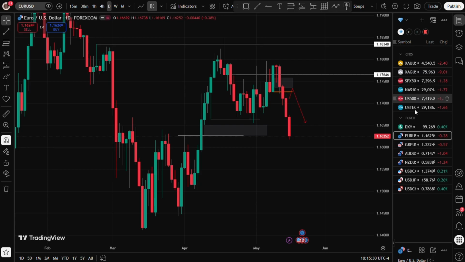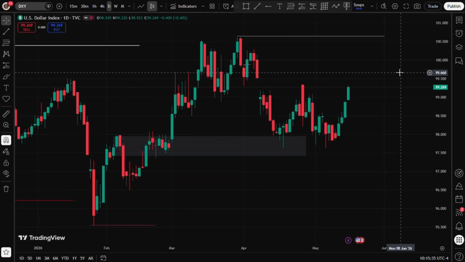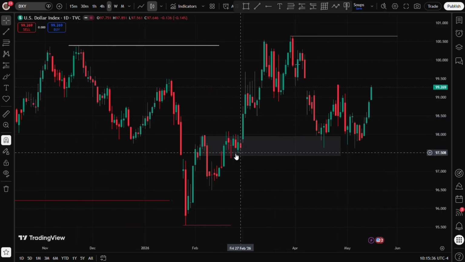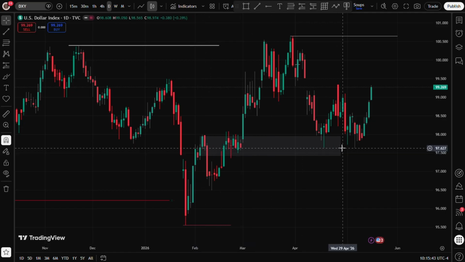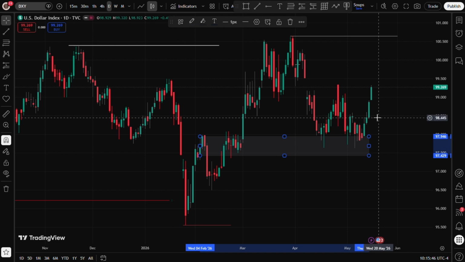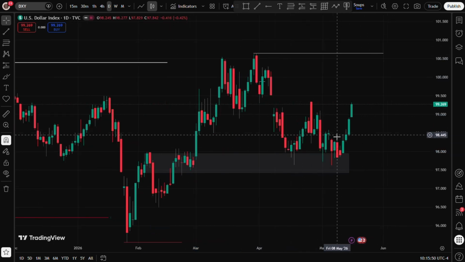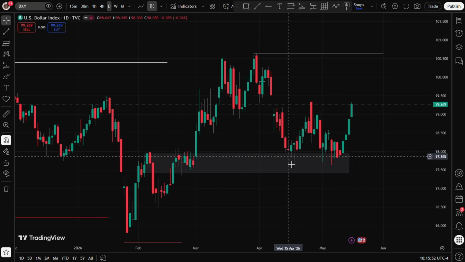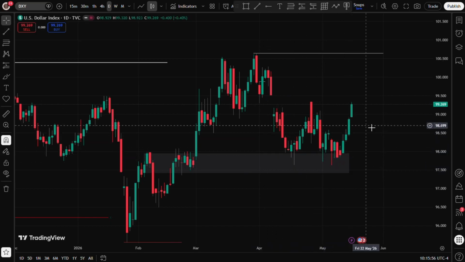We are going to start our analysis from the DXY and move all the way down into other currency pairs. On the DXY we can see this order block over here, which is also a mitigation block, which has held price and acted as a support for us to see price move up into higher prices. We have seen price come into this area two times and also move away from this area.